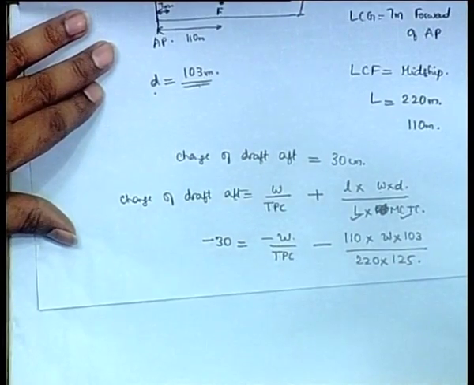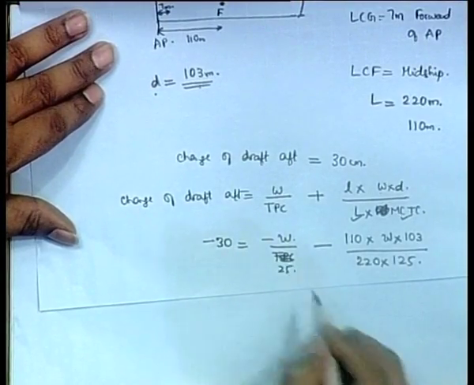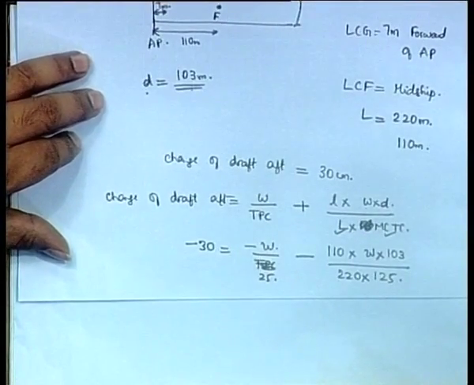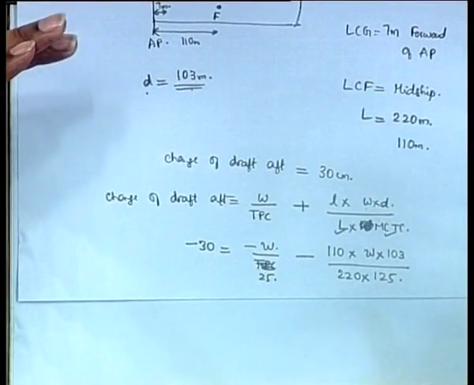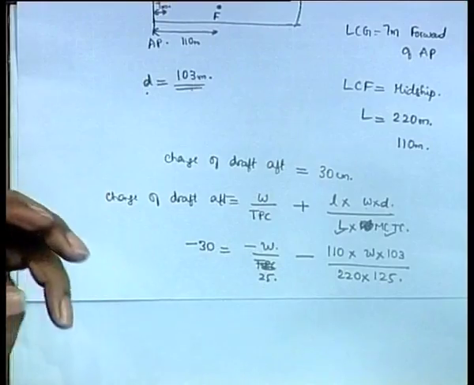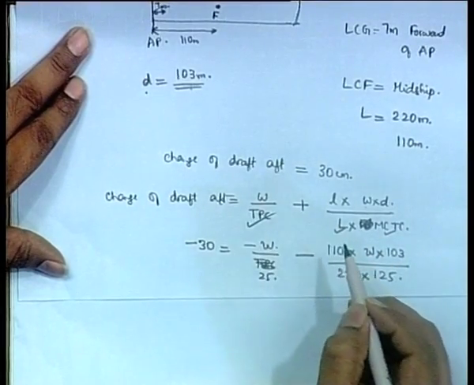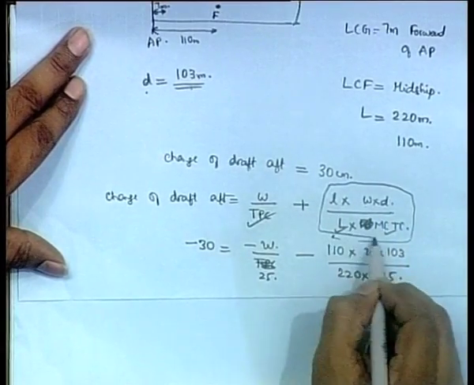So, TPC is also given, 25 tons per centimeter. Now, that is all. Everything is known in this problem. You just need to remember this formula, it is very logical. Total change of draft will be the change of draft due to parallel sinkage plus the change of draft due to trimming, and whether plus or negative you just check. And the change of trim equation is very straightforward, very simple. You might have to remember this.